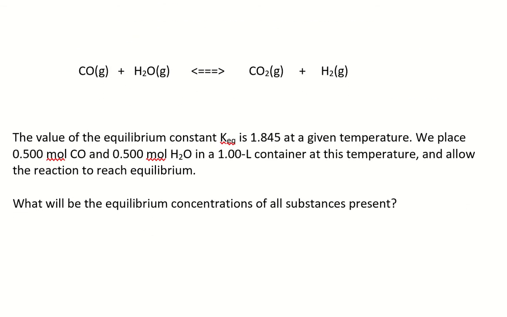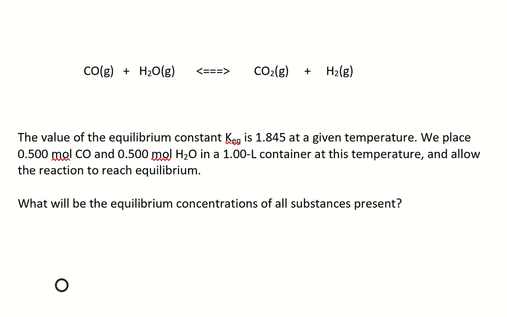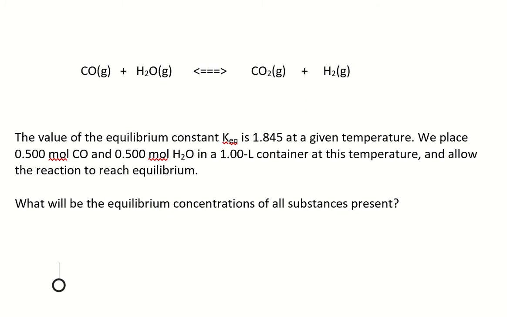As an example, consider the reaction here. You have carbon monoxide reacting with water to form carbon dioxide and hydrogen gas. The value of the equilibrium constant, KEQ, is 1.845 at a given temperature. We place 0.5 moles of carbon monoxide and 0.5 moles of water in a 1 liter container at this temperature and allow the reaction to reach equilibrium. What will the equilibrium concentrations be of all substances present?